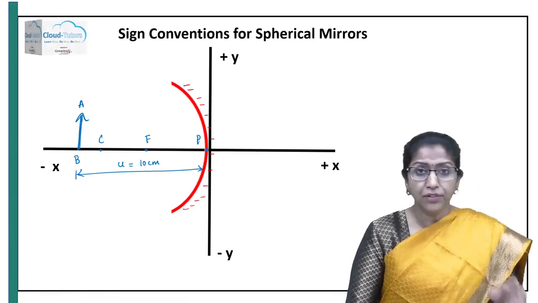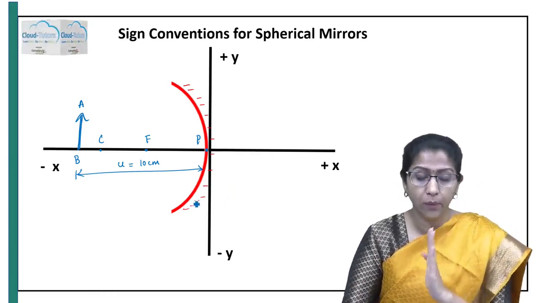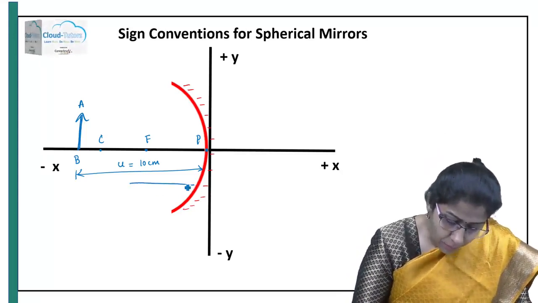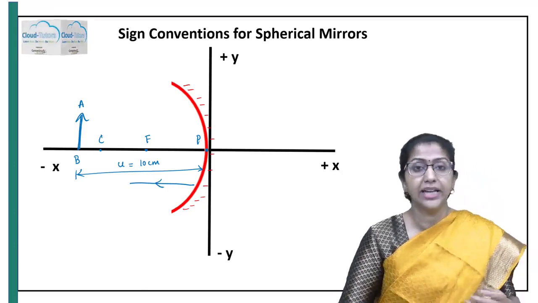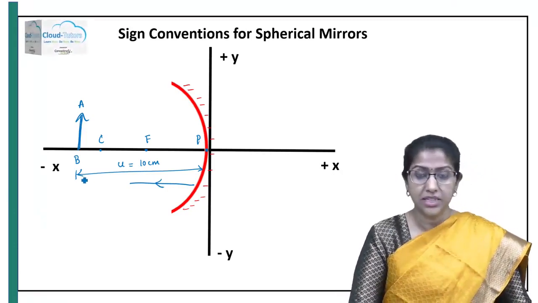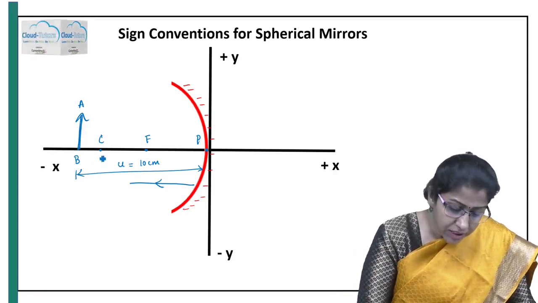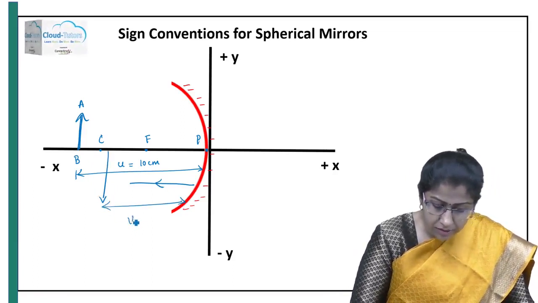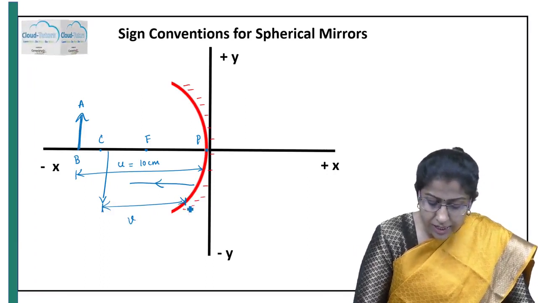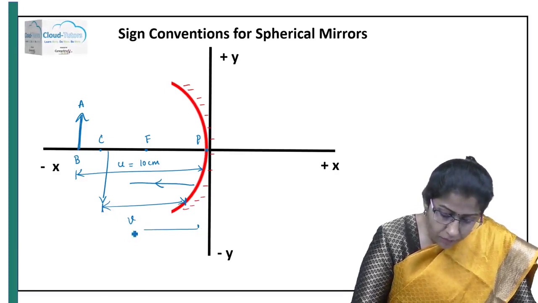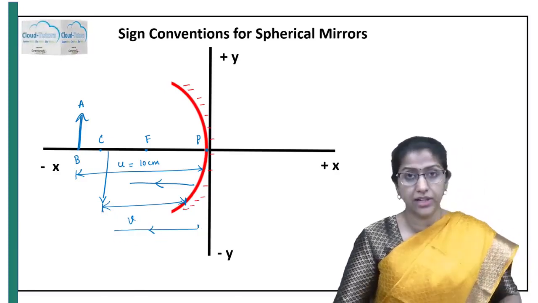So I have to start from the pole and go in this direction so that I measure the object distance. If there is a real and inverted image formed somewhere here, the image distance V has to be measured starting from the pole and in this direction.